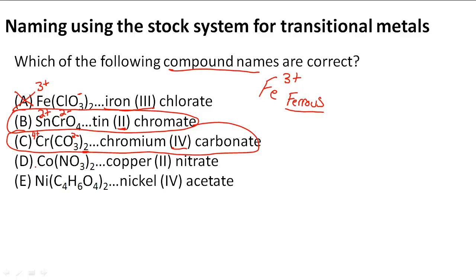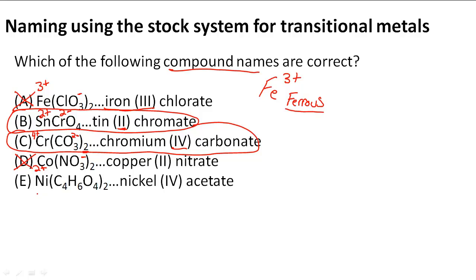Let's move on to D. This says it's 2 positive. I'm looking at the Roman numeral, so that's 2 positive. NO3 has a charge of negative. And so it says copper. Actually, copper 2, notice how this one though is kind of tricking us because Co is not the chemical symbol for copper. This is actually for cobalt. So we know that D is out of the running.